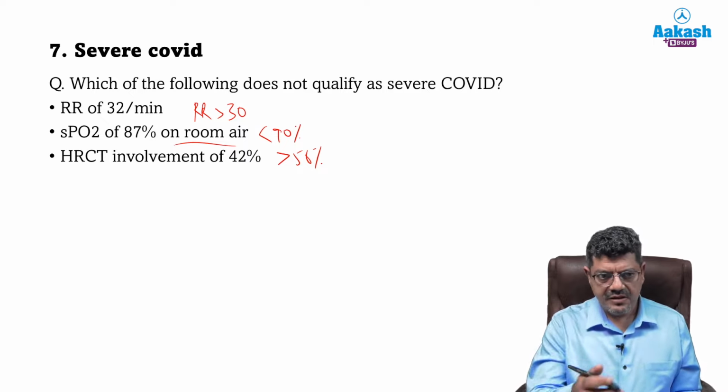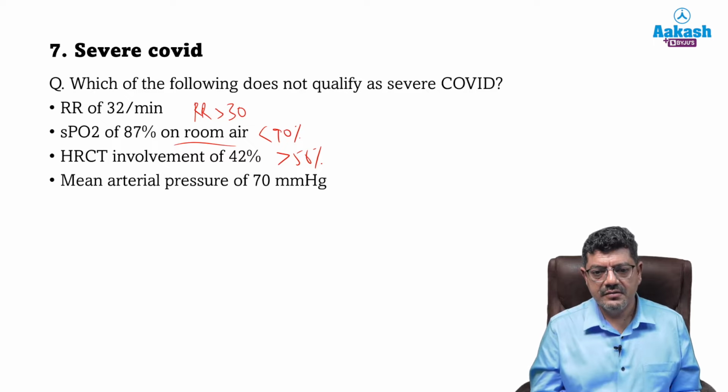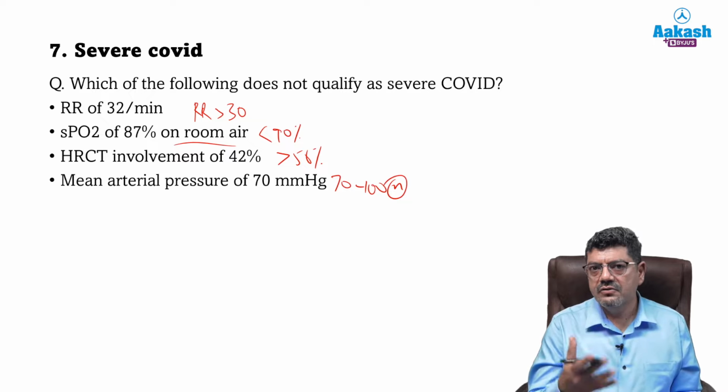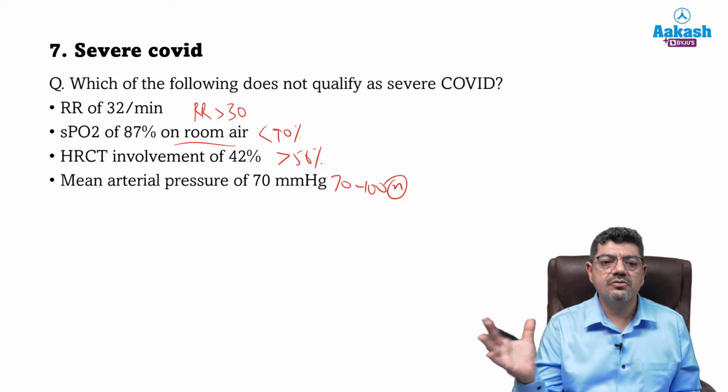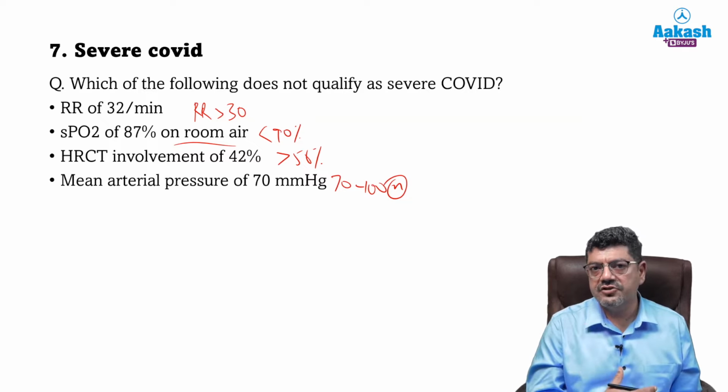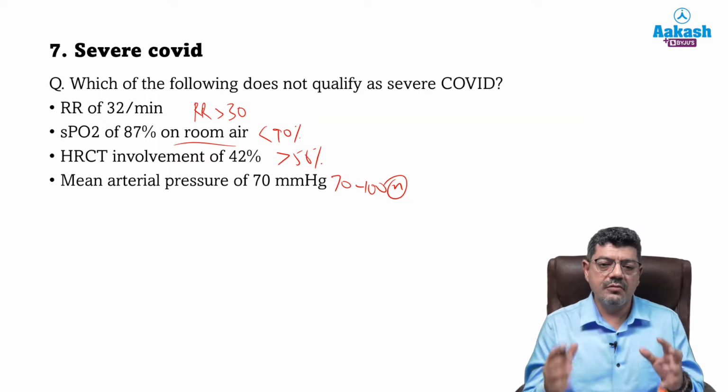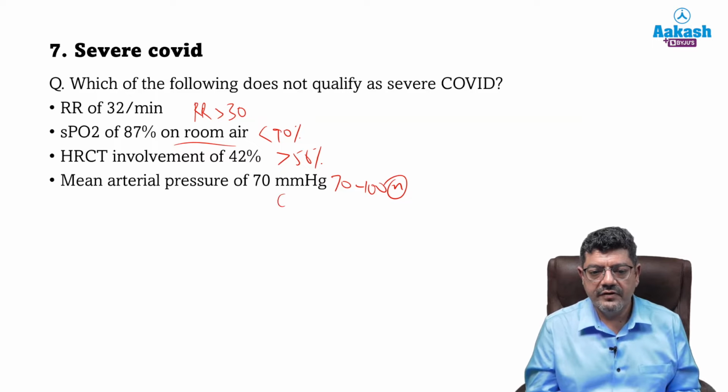And my problem comes here: mean arterial pressure between 70 to 100 is normal. In fact, when you look at definitions and criteria for severe COVID across guidelines, you don't find mention of mean arterial pressure anywhere. So maybe they were talking of critical illness, right? Critical COVID is where you have shock, etc.